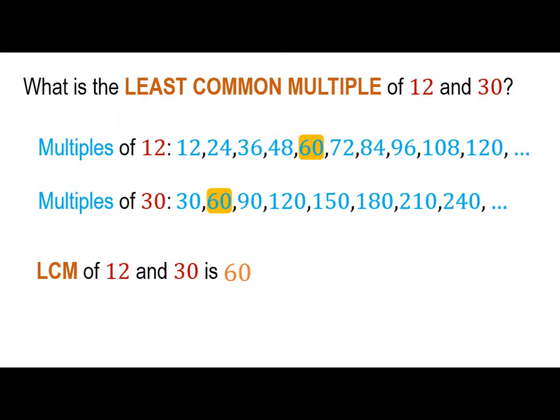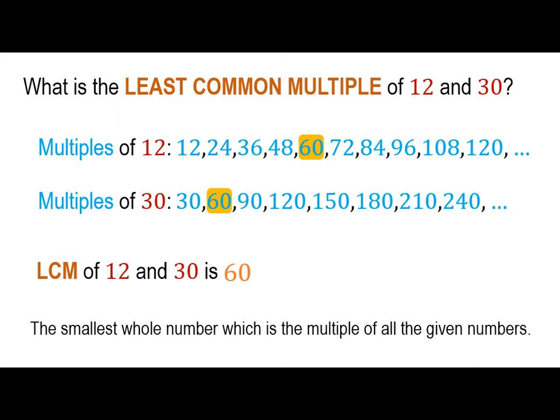Great. This is a very simple concept, and after understanding it you can write its definition as the smallest whole number which is a multiple of all the given numbers. You have 12 and 30, so you need to pick the smallest number which is a multiple of both of these numbers, right? Like this, 60. 60 is the smallest possible number which is a multiple of both 12 and 30. So this is LCM. Now it is very complicated to find LCM by listing all the multiples as we did.